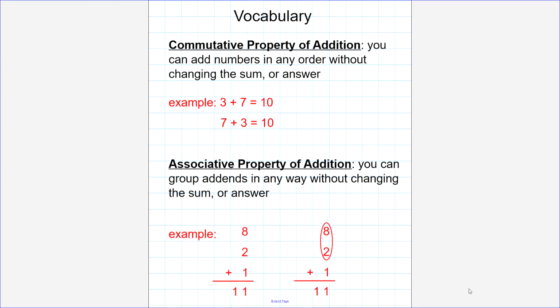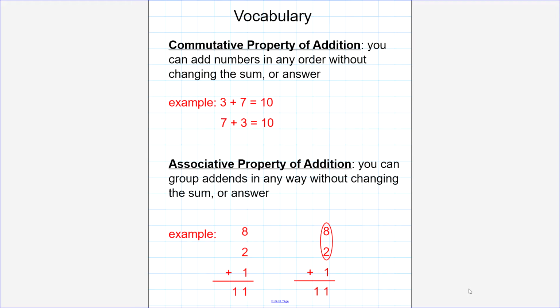You'll also need to know two properties of addition. We're going to start with the commutative property of addition. The commutative property of addition tells you that you can add numbers in any order without changing the sum or answer. Take a look at our example.